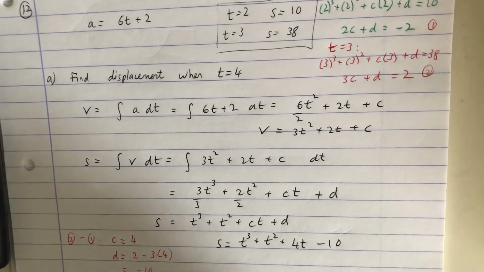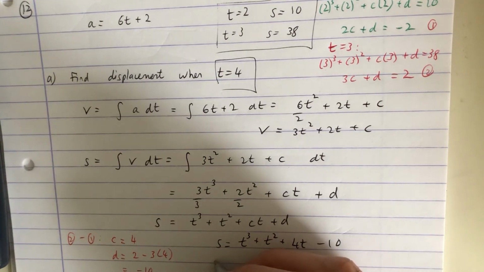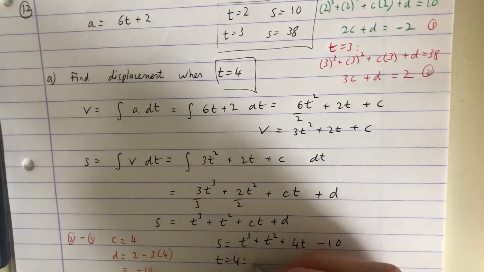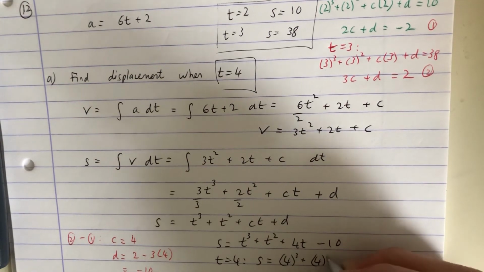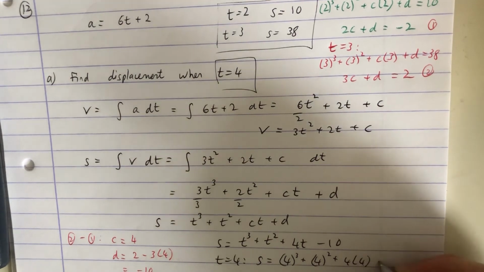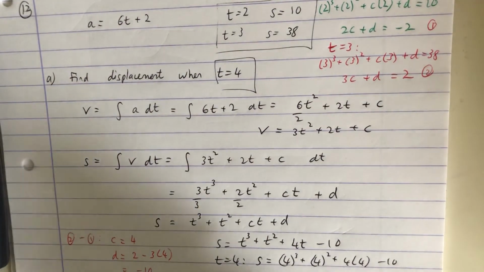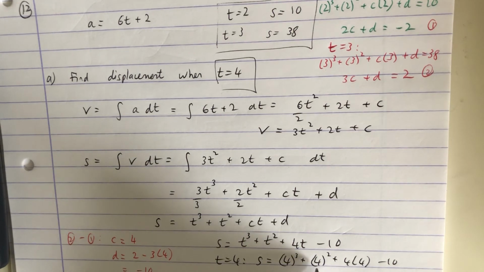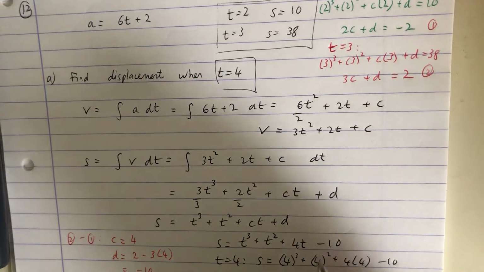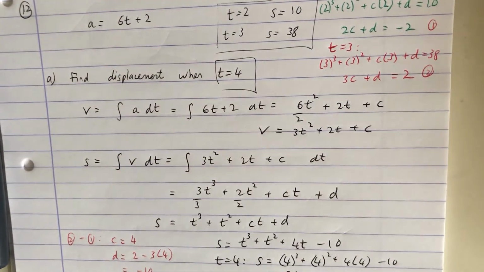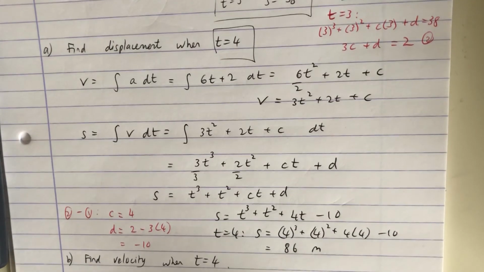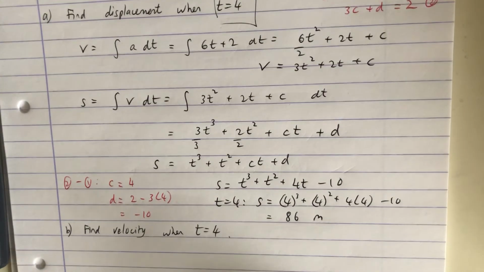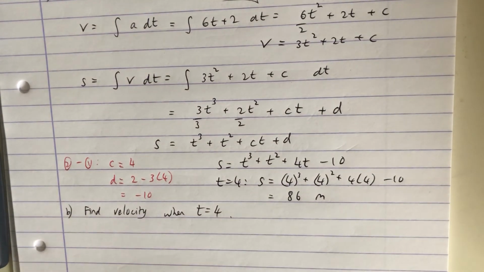And you want the displacement when t is equal to 4. So when t is equal to 4, s would be equal to 4 cubed plus 4 squared plus 4 fours, subtract 10. 64, 80, 96, 86 meters. And that would be part A done. And then part B, find the velocity when t is equal to 4.